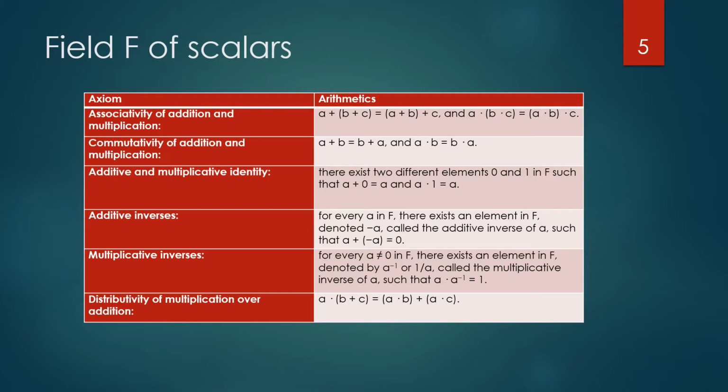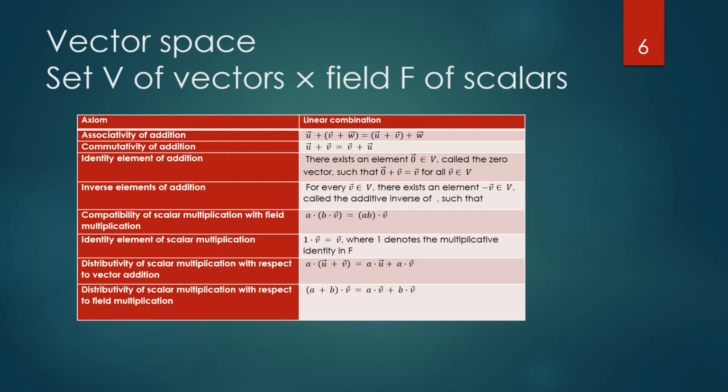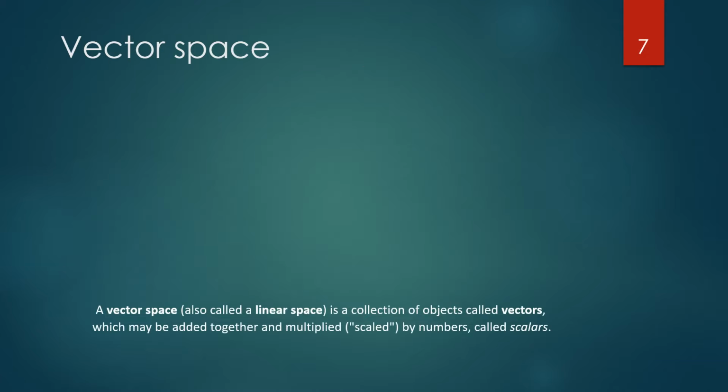We start with constructing a vector space from a field of scalars and a set of vectors. The field of scalars is defined by axioms that set the arithmetic rules of the field. The vector space is specified by a set of axioms that define the linear combination of the set of vectors into the vector space. A vector space, also called a linear space, is a collection of objects called vectors, which may be added together and multiplied, scaled, by numbers, called scalars.